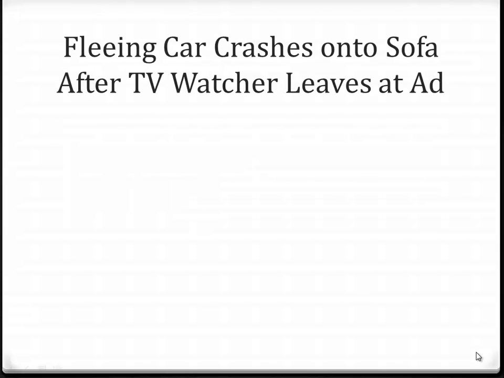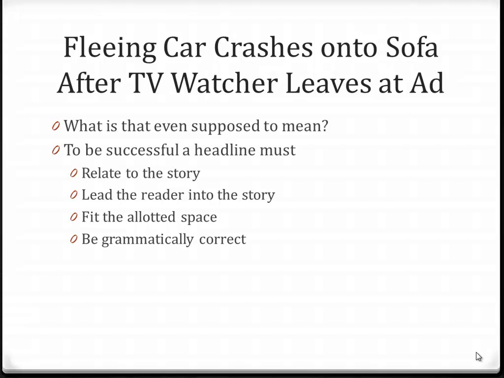Fleeing car crashes onto sofa after TV watcher leaves at ad. What is that even supposed to mean? This headline actually went along with a story where a car crashed into a house, landing on a sofa, where a person had just been sitting on that sofa, but had gotten up to leave to go to the kitchen during a commercial. This headline, though, makes absolutely no sense.